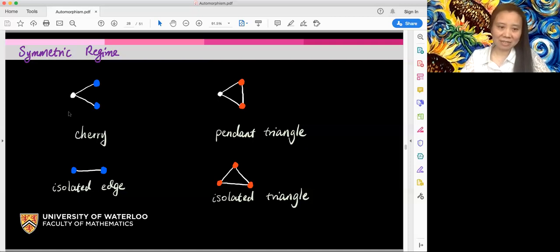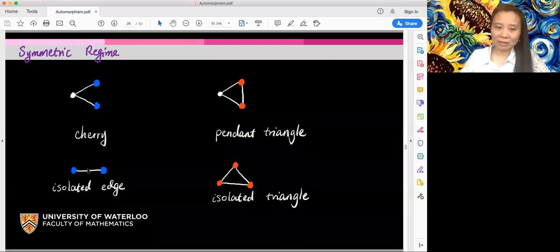But interestingly, in G(n,p) and in the bounded degree sequence case, these two structures appear at the same time. So when cherries start to appear, isolated edges also appear. And the same for the pendant triangle: if pendant triangles start to appear, then isolated triangles also start to appear. So that just tells you why the symmetry and the disconnectivity happen at the same time.